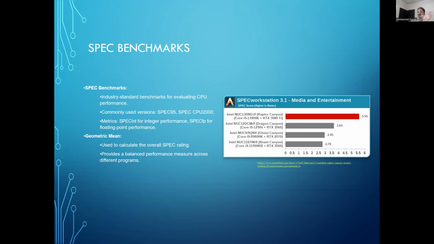Moving on over here, we have SPEC benchmarks. SPEC benchmarks are an industry standard for evaluating CPU performance. For example, in this slide, we can see that there are multiple SPEC benchmarks for a couple of different CPUs. Over here we have a Core i9 13th generation, 12th generation, 9th generation, and 11th generation. We can see that the most recent one, the 13th generation, has the best SPEC benchmark.